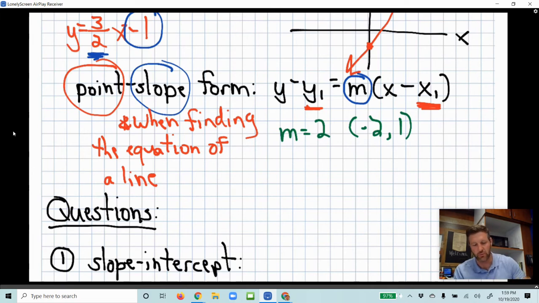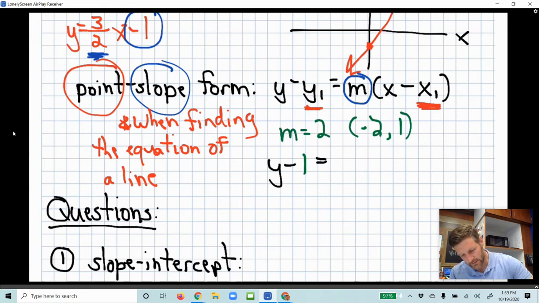So how am I going to find that equation? Well, I plug them into point slope form. And you have to memorize it. Y minus y1 equals m times the quantity x minus x1. Okay? And so we can plug these things in. We have y minus, okay, and then what's my y coordinate? My y coordinate is 1. Make sure you know your x and your y.